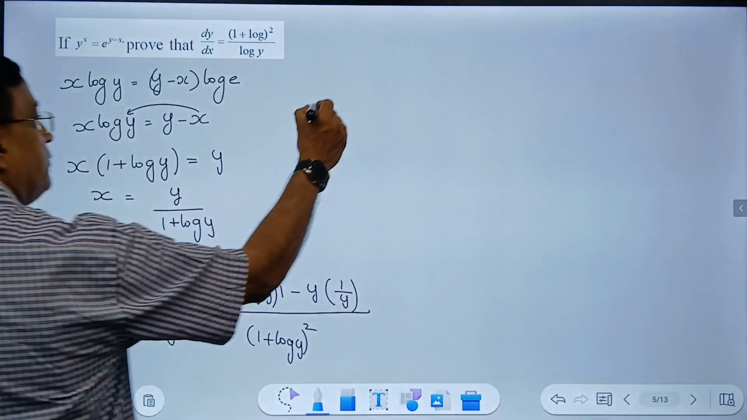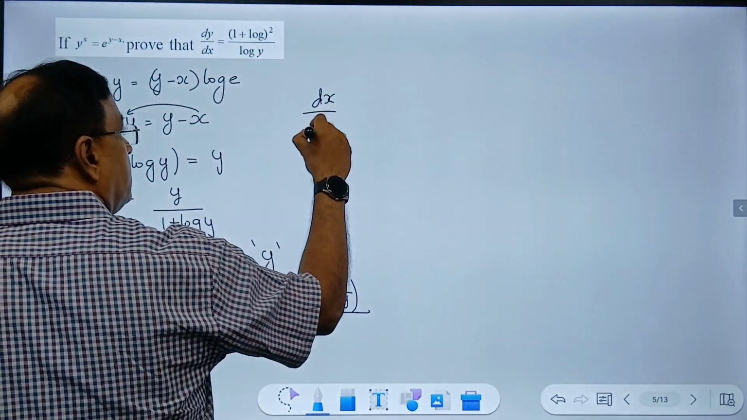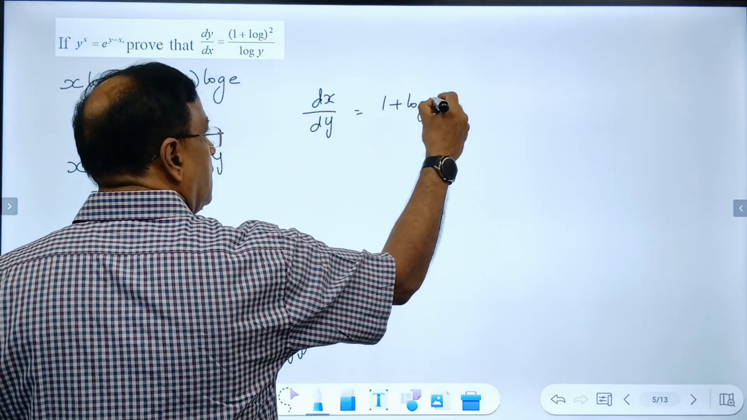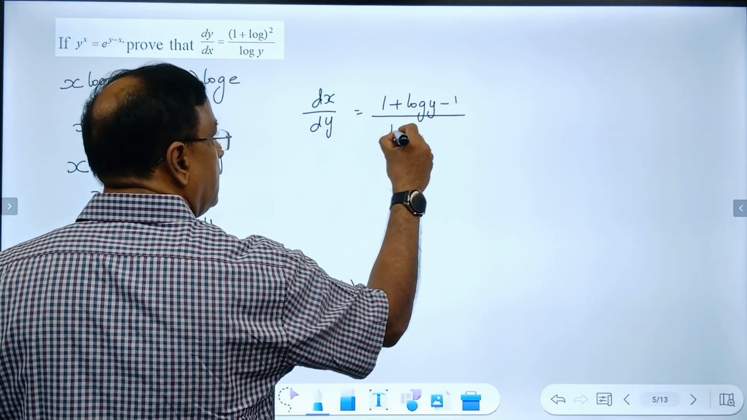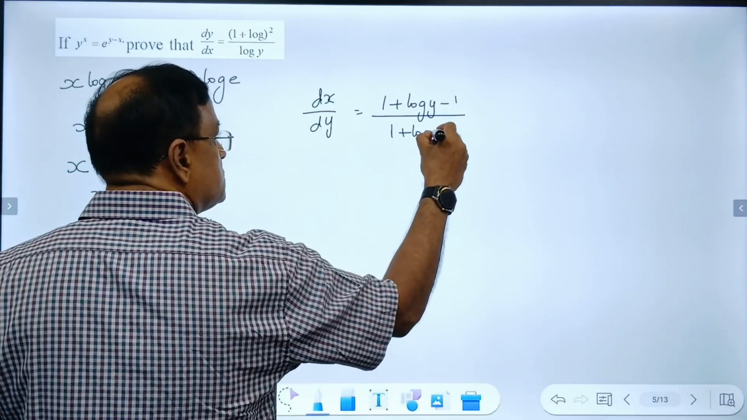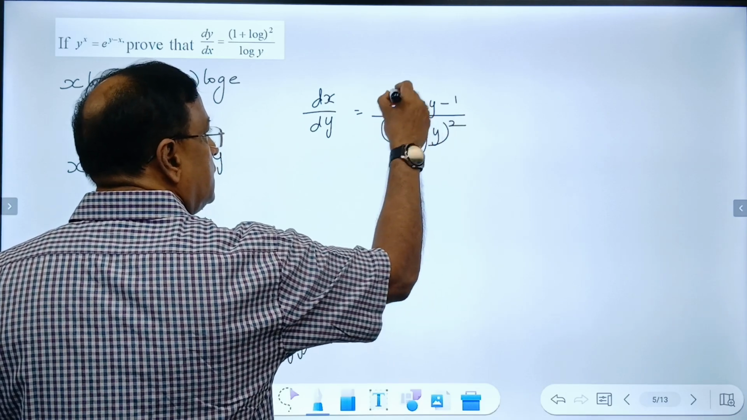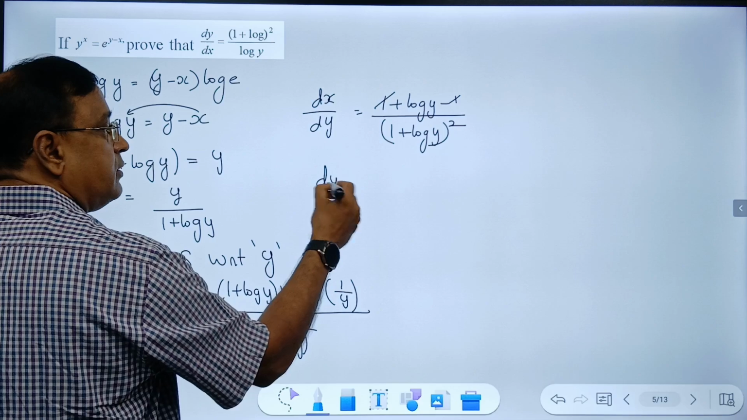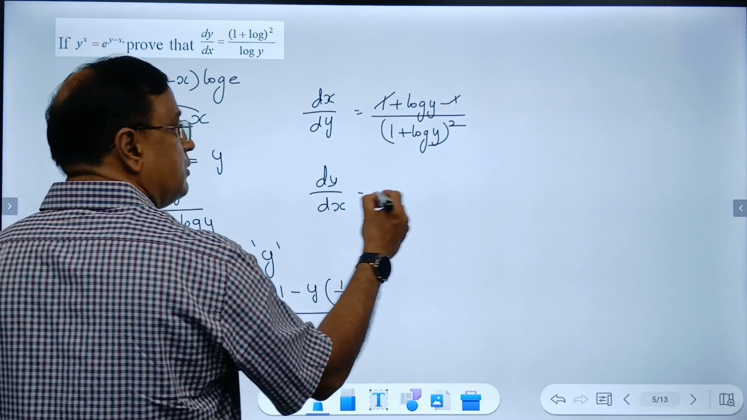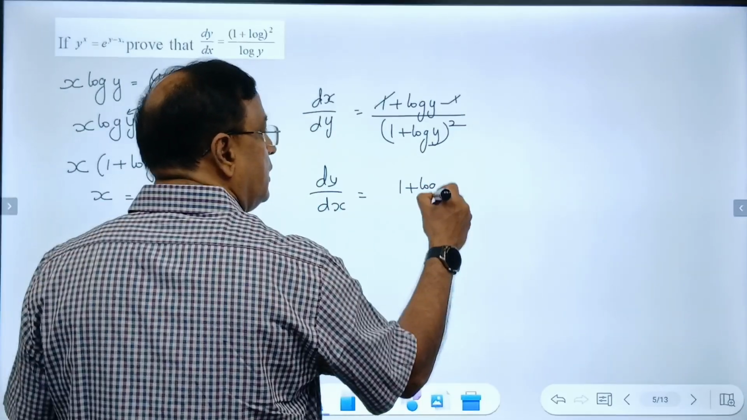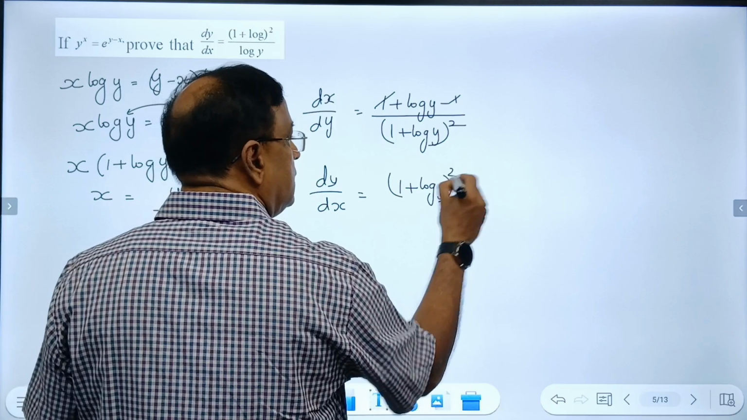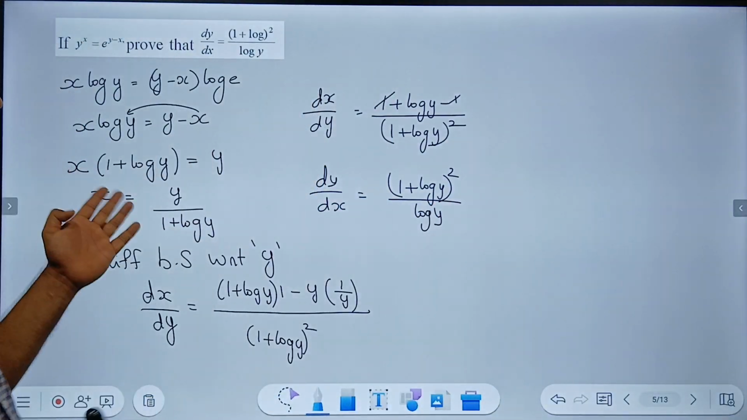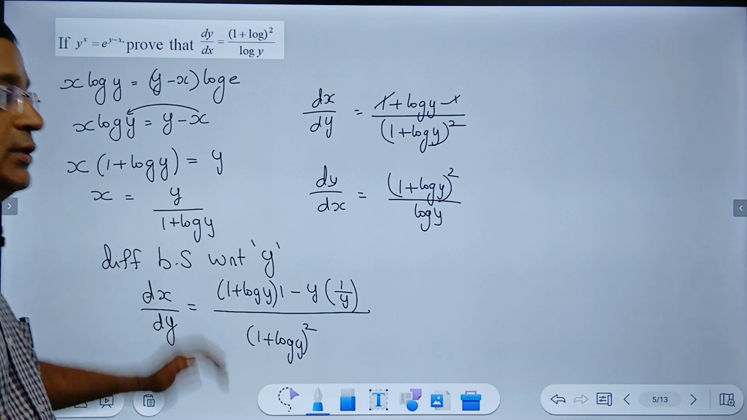Now if you further simplify this, I get dx by dy equal to 1 plus log y minus 1 divided by 1 plus log y the whole square. So clearly 1 and 1 cancels. Now I want to find dy by dx. So just take reciprocal. dy by dx will be 1 plus log y the whole square divided by log y. Pretty straightforward, simple question. Exactly like the previous problem.